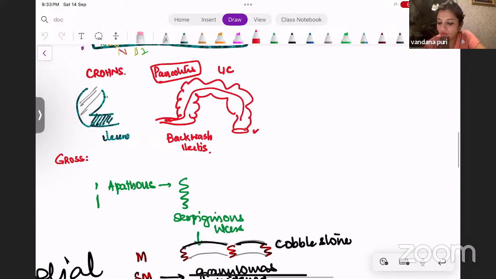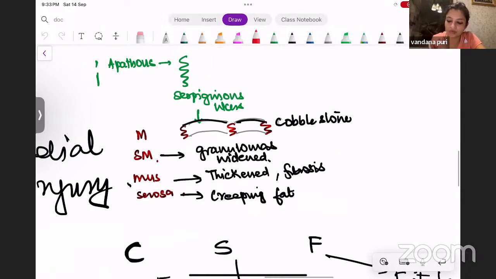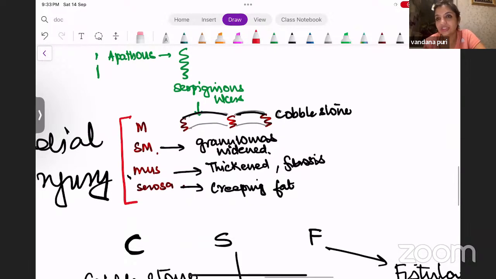Now microscopy, what will you see? You will draw these layers: mucosa, submucosa, muscularis, and serosa, and you will write the 4 changes that I've just told you: ulcers, cobblestoning, granulomas, thickening, widening, fibrosis of the muscularis, and creeping fat. So that is very clear for Crohn's disease.